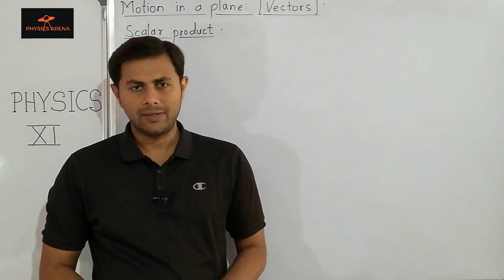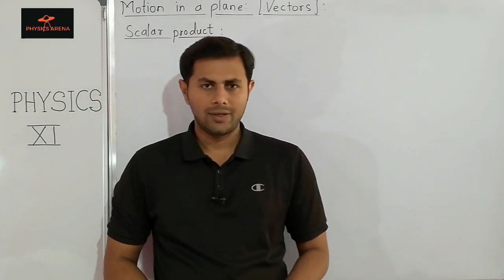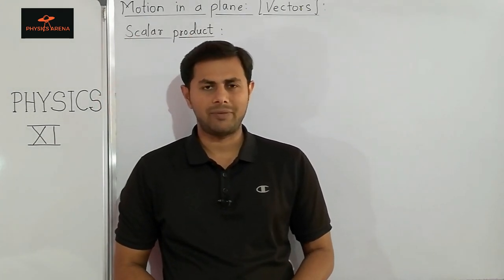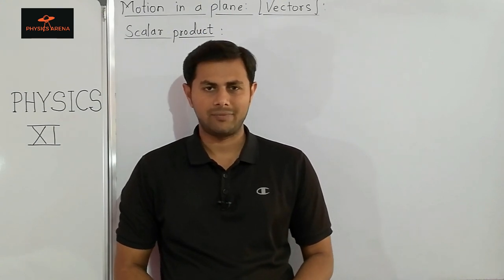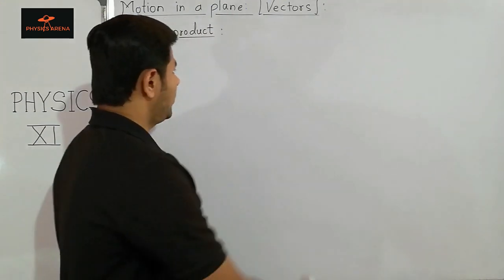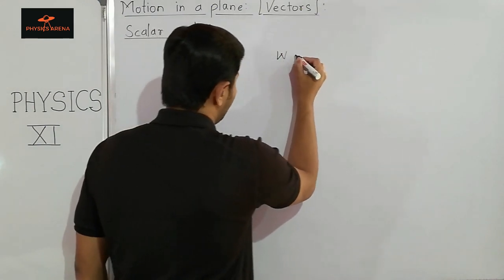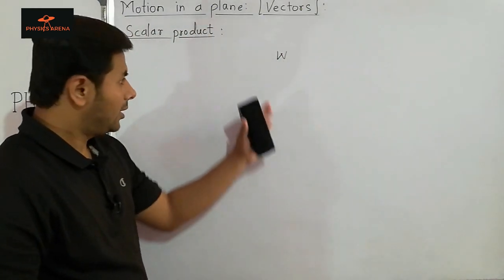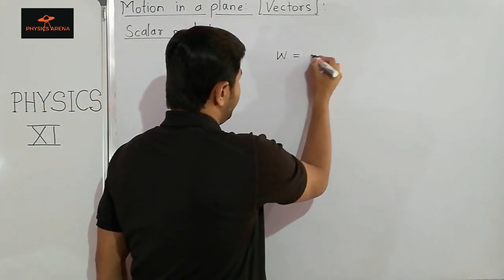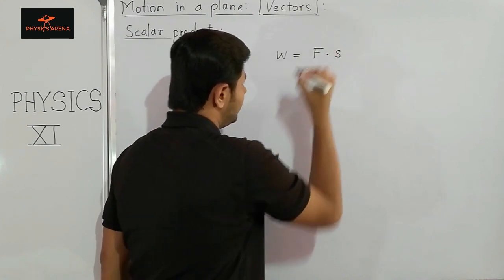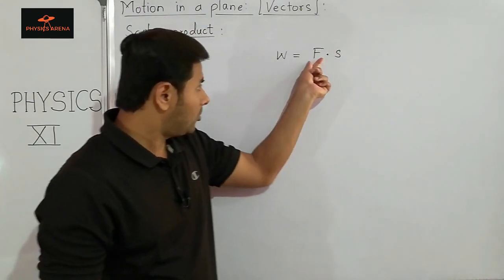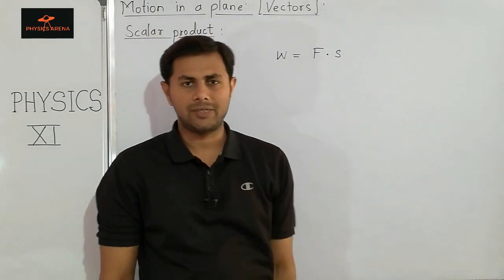Scalar product is when we have two vectors and the result of the multiplication is a scalar. For example, we have work, which is a scalar quantity, and it is the multiplication of force and displacement, where force is a vector and displacement is also a vector.